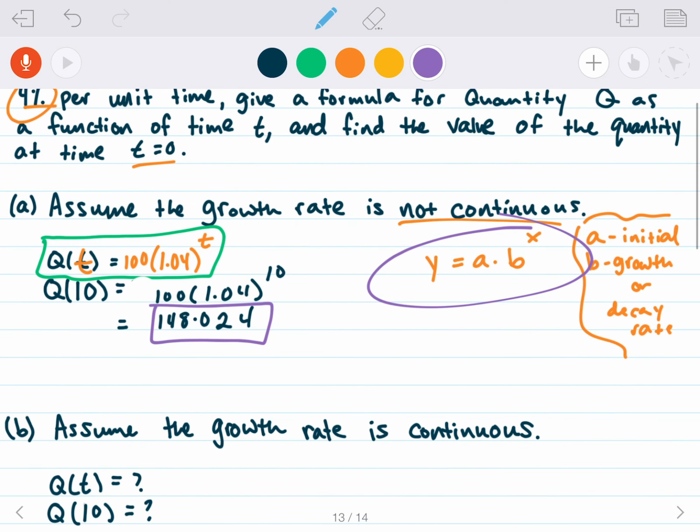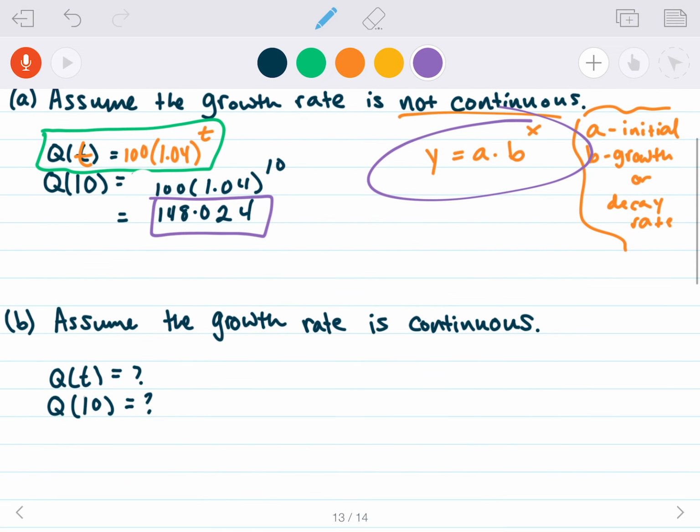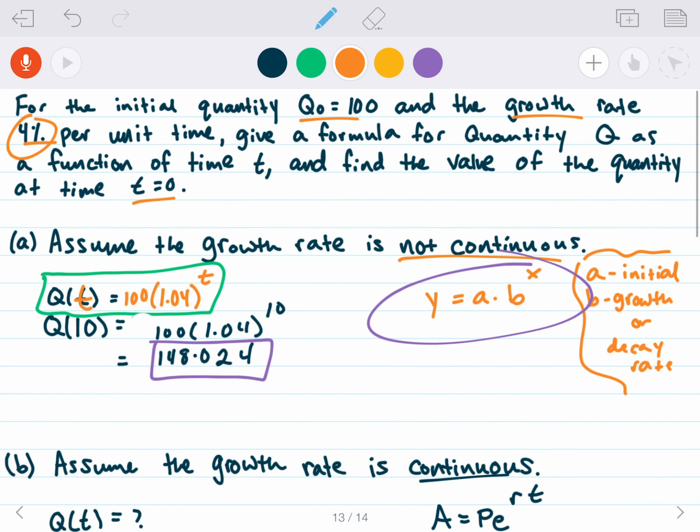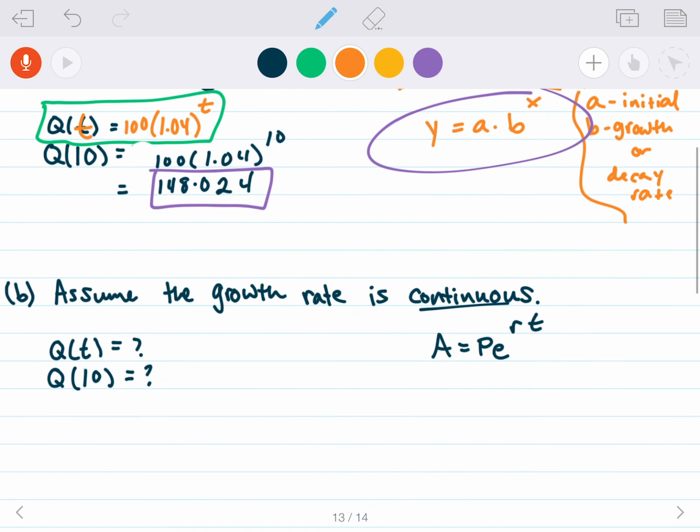Okay, so it says assume that the growth rate is continuous. So this is our formula. A is equal to P e to the RT. Okay, that's the formula we've got to use now. So what is our initial value? Well, we're told that it's 100 in the first sentence. So in this case, P is equal to 100 because that represents our initial value.